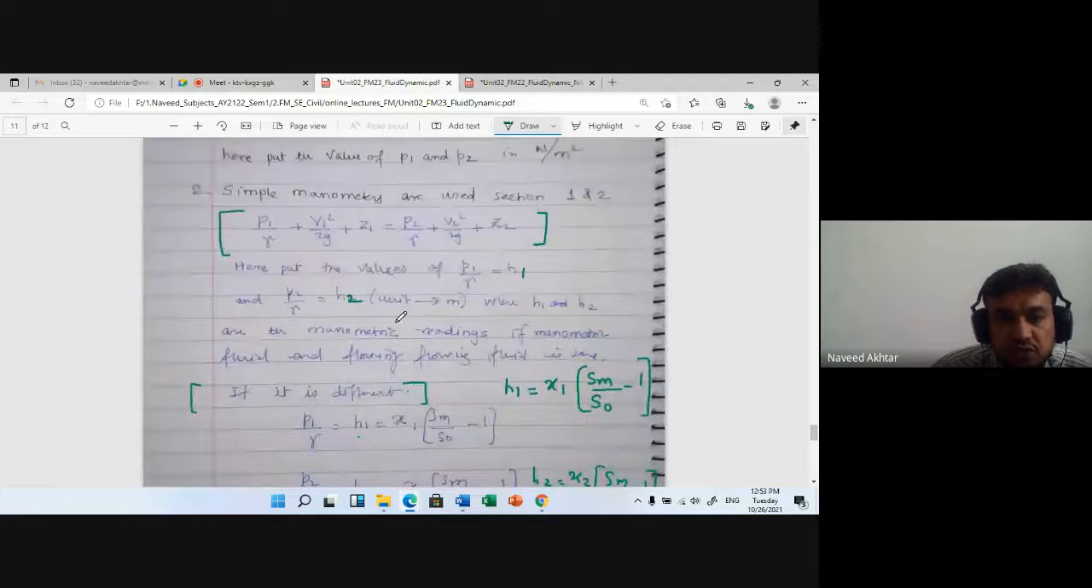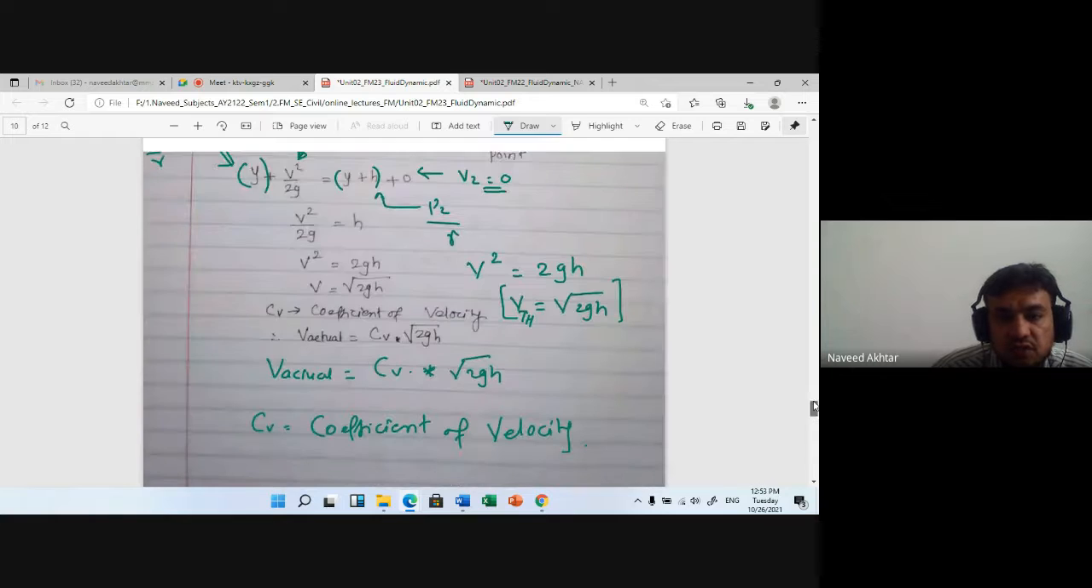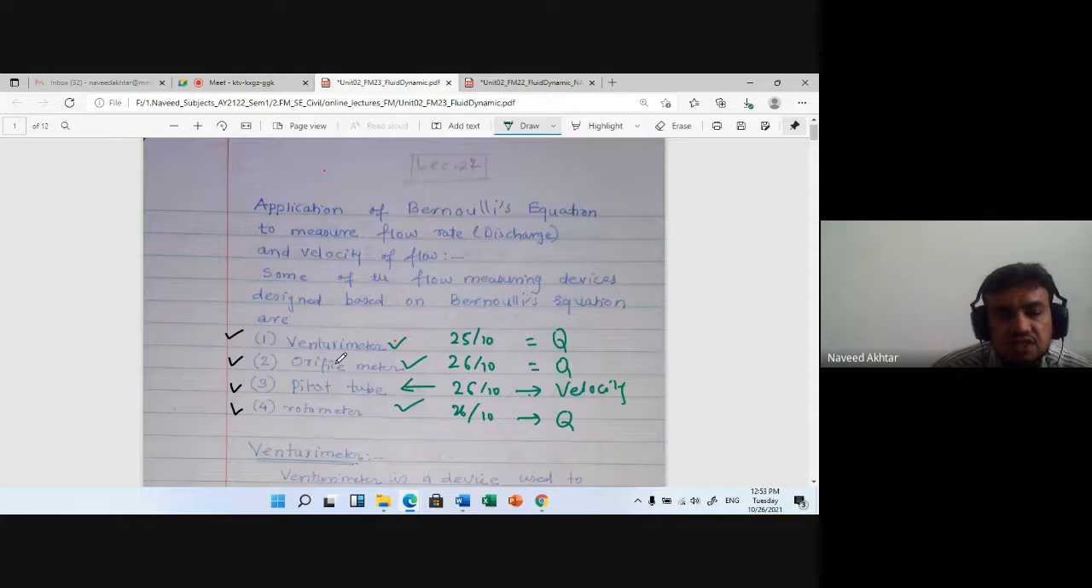So from these flow measuring devices, you can find out the discharge and velocity of the flow. These are nothing but applications of Bernoulli's equation to measure the flow rate and the velocity.